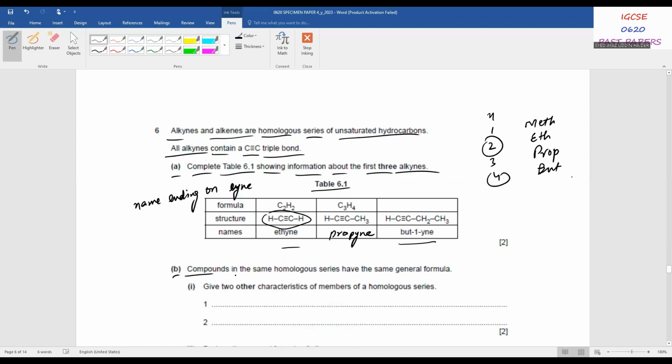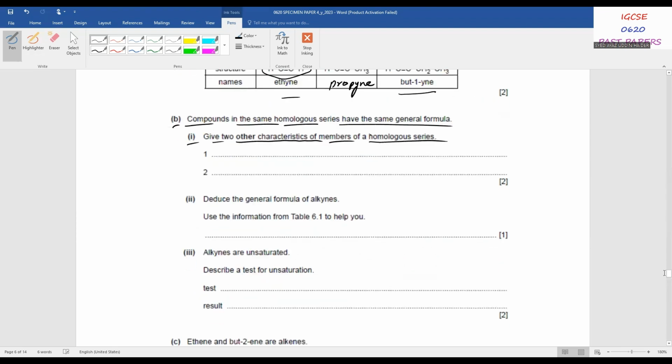B. Compounds in the same homologous series have the same general formula. Give 2 other characteristics of members of homologous series. You can write any of these. Contain same functional group. Differ one member from each member by CH2 unit, or there is a trend in physical properties, similar chemical properties, same method of preparation.